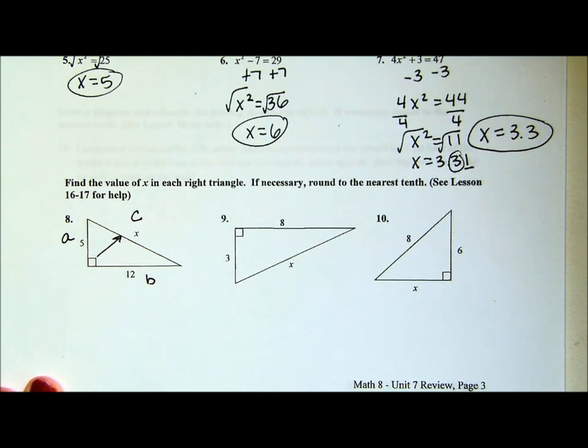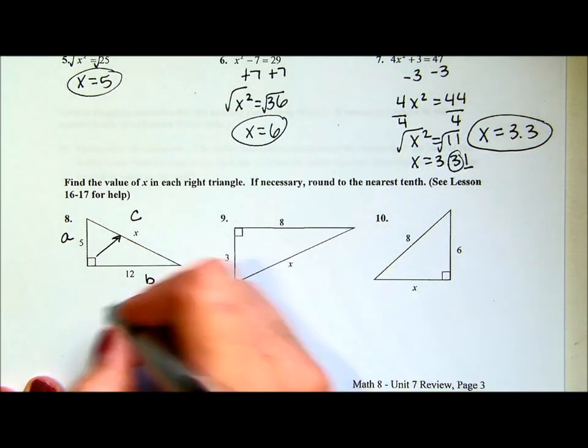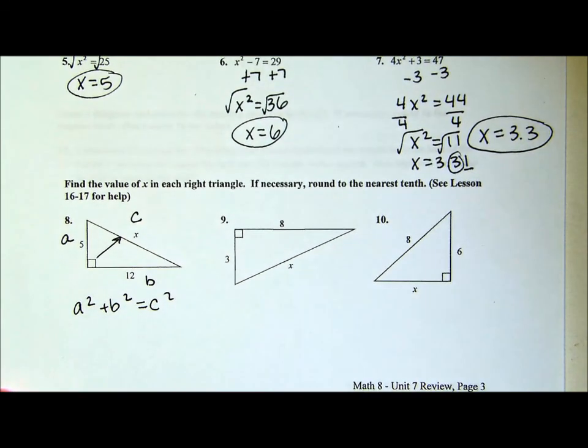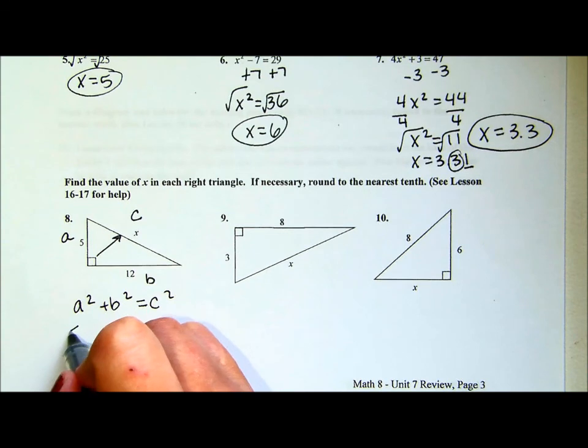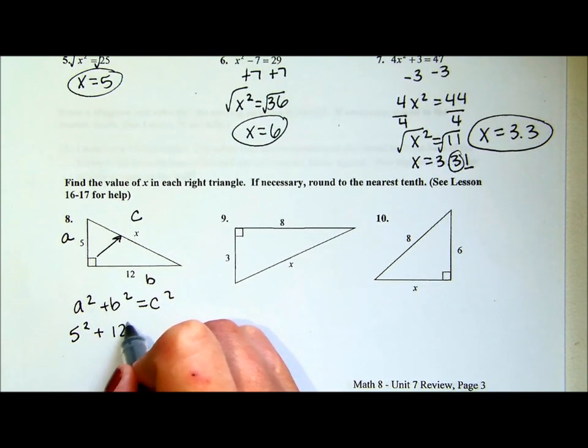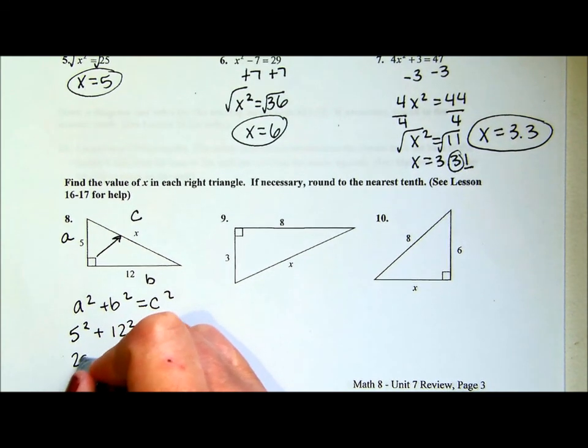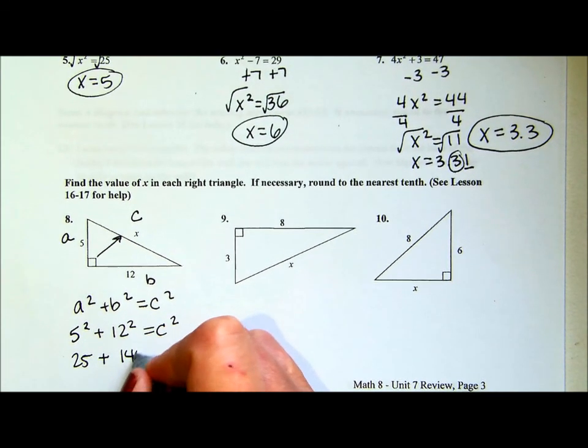Here we go. I'm going to go A squared plus B squared equals C squared. We're going to plug in those numbers. 5 squared plus 12 squared equals C squared. 5 squared is 25. 12 squared is 144.